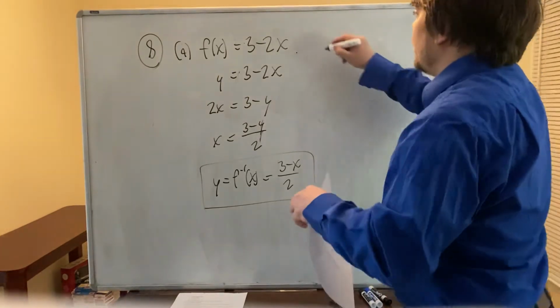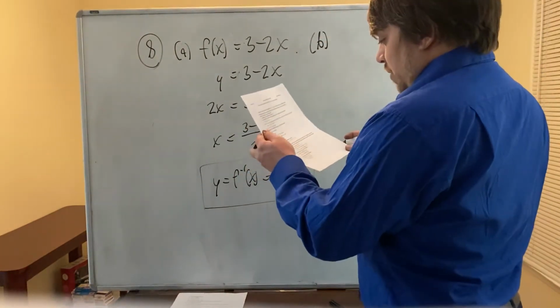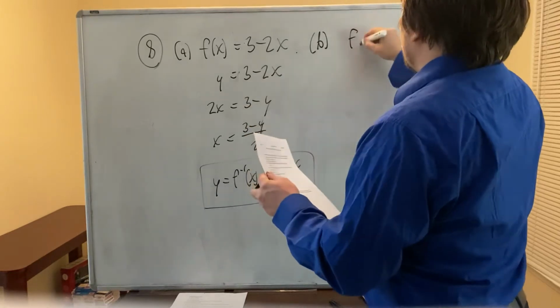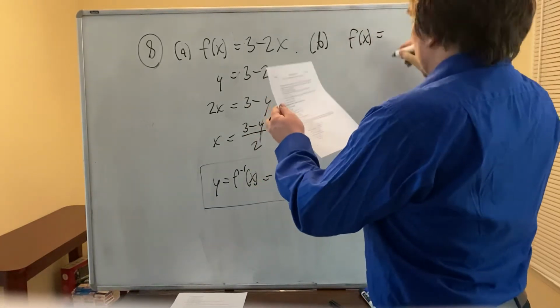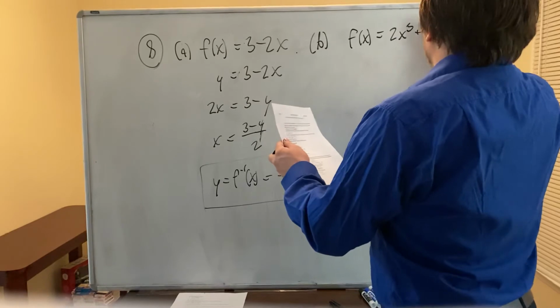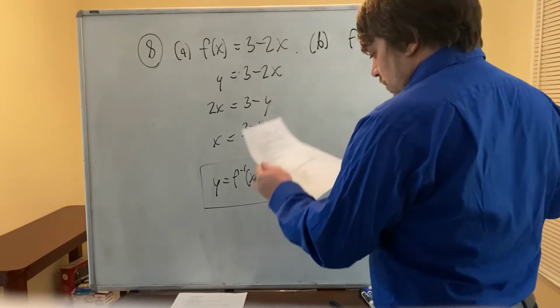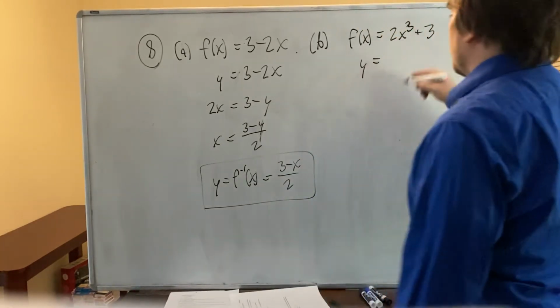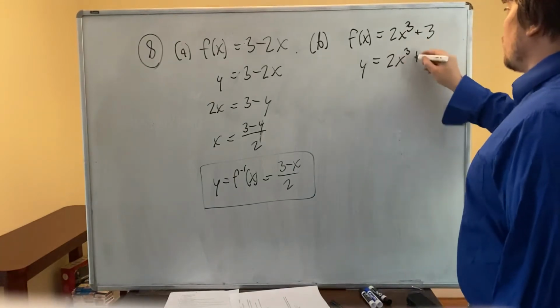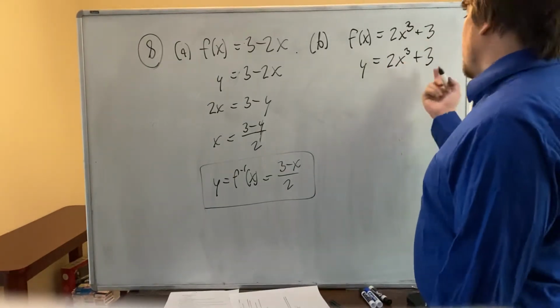For part B of number 8, find the inverse of the function. Our given function is f of x is equal to 2x cubed plus 3. And so I'm going to use y instead of f of x. So y equals 2x cubed plus 3. Now I'm going to solve for x explicitly in terms of y.